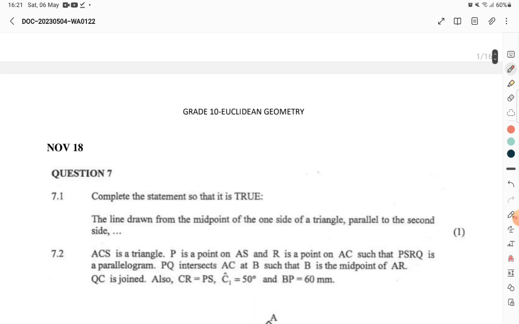This one was taken in November 2018. Question number 7: complete the statement so that it is true. For questions like this, you just need to know what the theorem says. You can actually give the full definition of a given theorem. So here, a line drawn from the midpoint of one side of a triangle parallel to the second side: you just need to know that it bisects the third side. It bisects the third side.